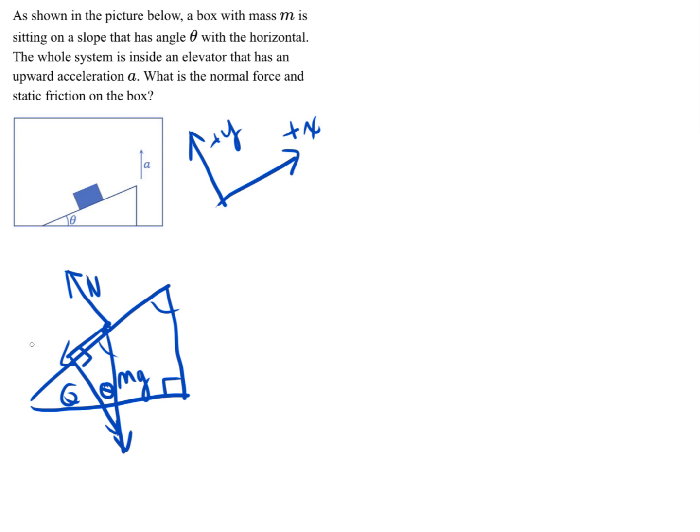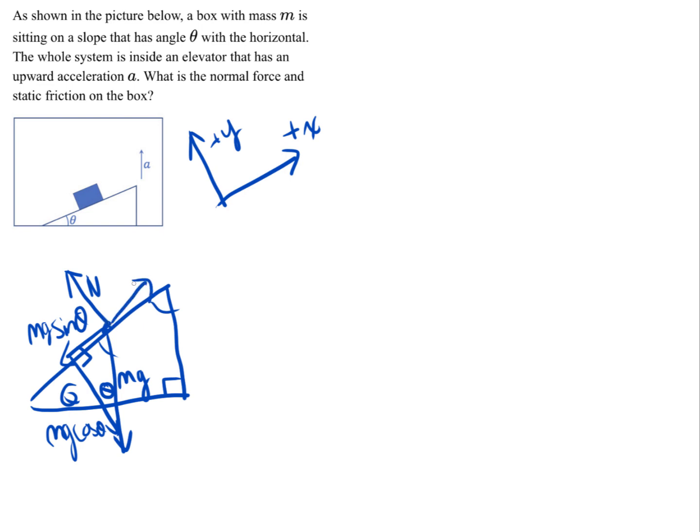So this force becomes mg sine theta. From trigonometry, sine is opposite over hypotenuse. And this direction, the force going perpendicular to the surface of the incline, opposing the normal force, is mg cosine theta. So these are our two components of gravity.